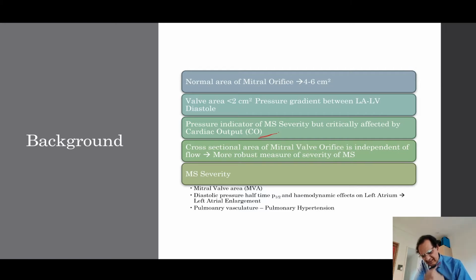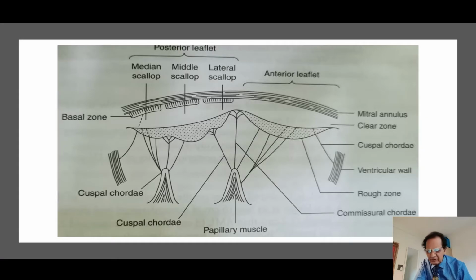So for MS severity, we have to look into the mitral valve area by echocardiography, the pressure half time, and the hemodynamic effects on the left atrium, that is the left atrial enlargement and pulmonary hypertension. These three parameters will tell us the mitral stenosis severity. What are these? Mitral valve area calculated, the diastolic pressure half time, left atrial enlargement and pulmonary hypertension. The fact is the therapy also depends upon these.